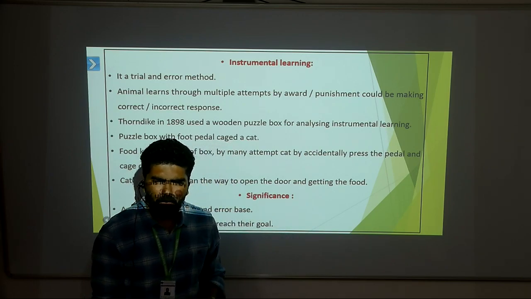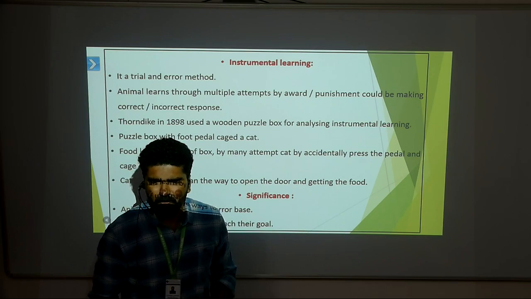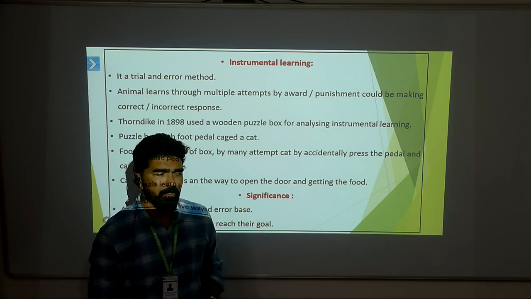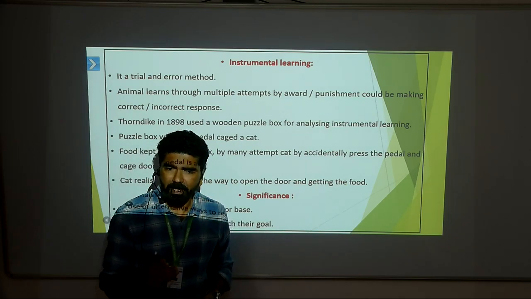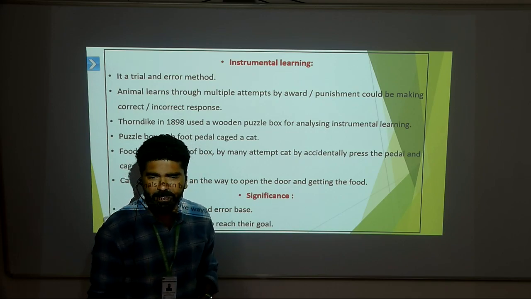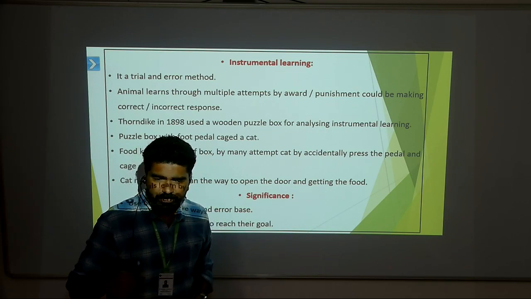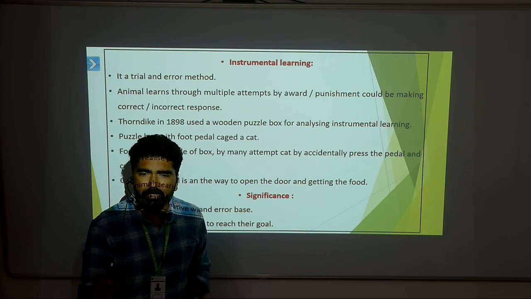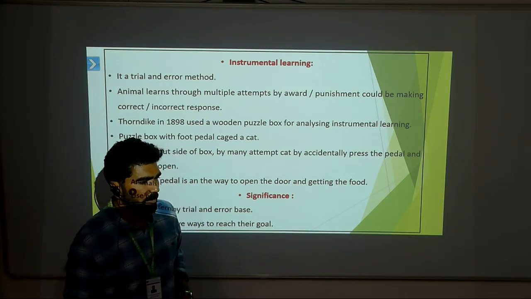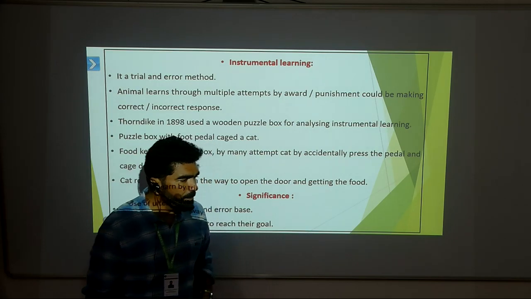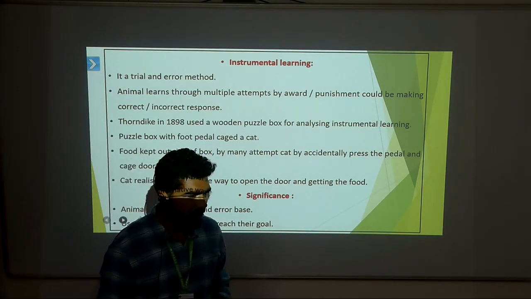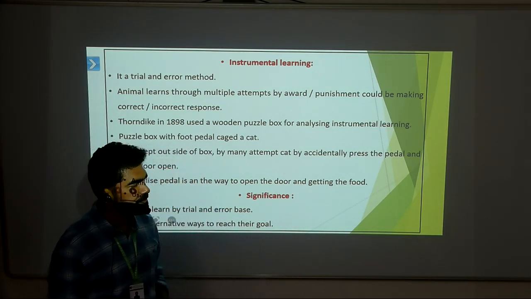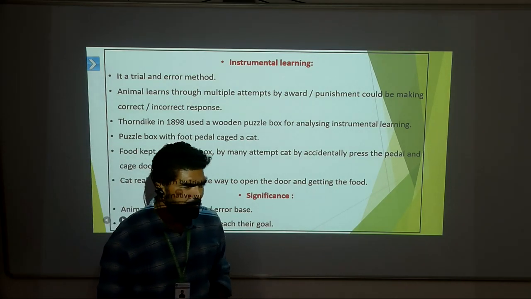The animal wants to achieve something or wants to learn some difficult task. Within this, the animal tries to get the things, and after a few attempts, it becomes an expert for that particular situation or behavior. So the animal learns through multiple attempts, by rewards and punishment, making correct or incorrect responses.